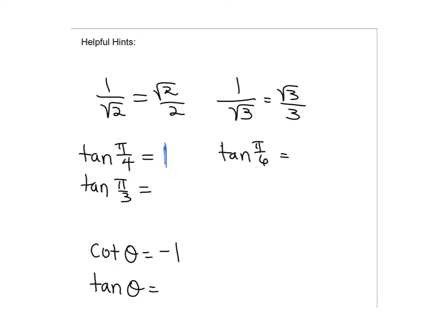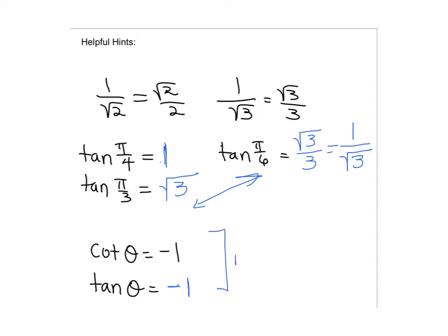The tangent of pi over 3 is just going to be the square root of 3, and the tangent of pi over 6 is going to be square root of 3 over 3. And that's going to be equal to 1 over the square root of 3. So these two right here are reciprocals of each other. If the tangent is 1, the cotangent will also be 1. If the cotangent is negative 1, the tangent will also be negative 1 because they are reciprocals of each other.